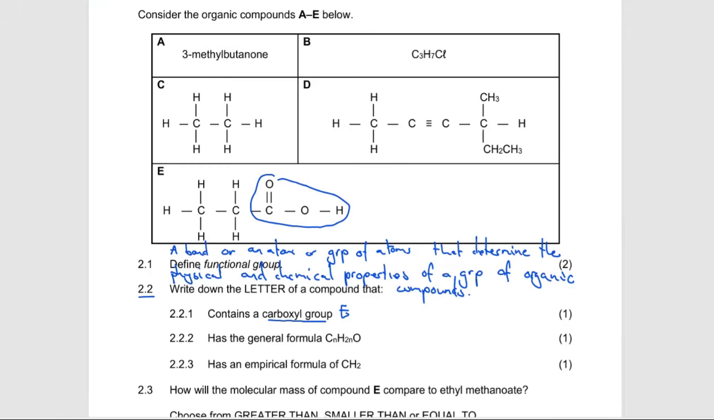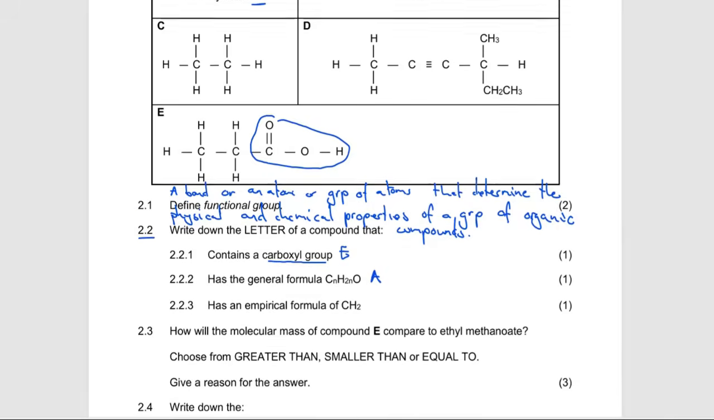Then here's the general formula of CnH2n, with a single oxygen. As a clue, you can see which one has got a single oxygen. You can see here is a 3-methyl butanone, which is a ketone. So that's what we're having there, which is our option A.